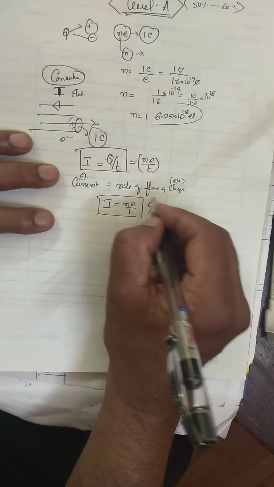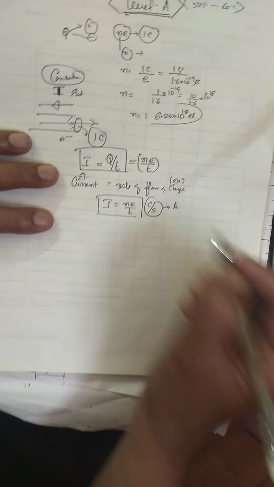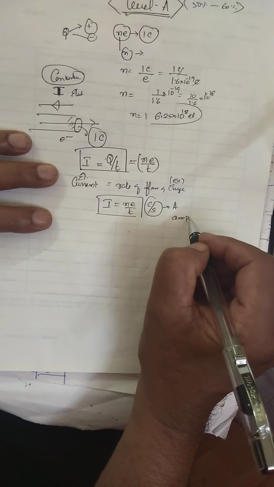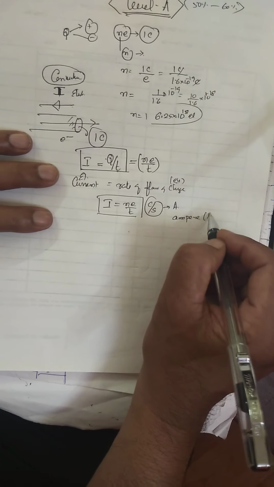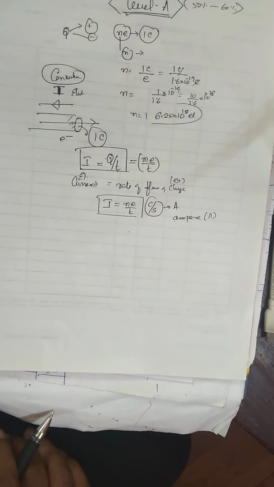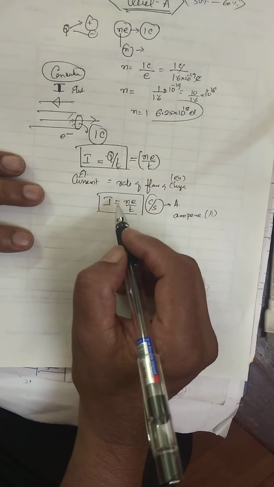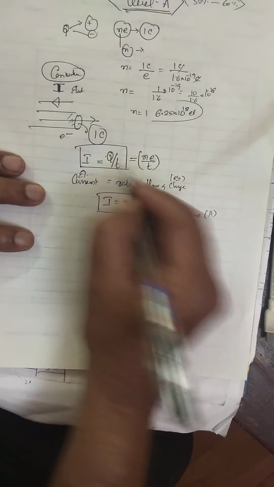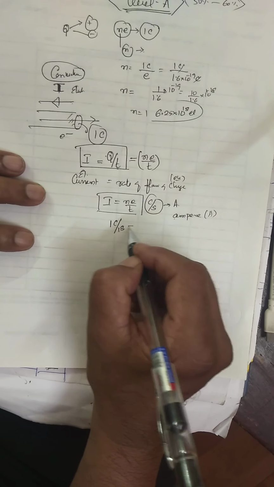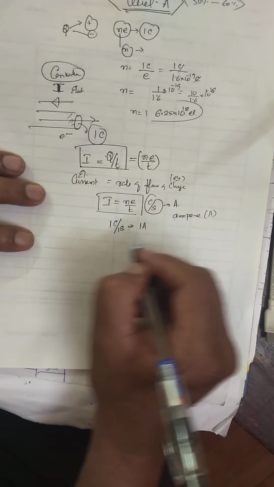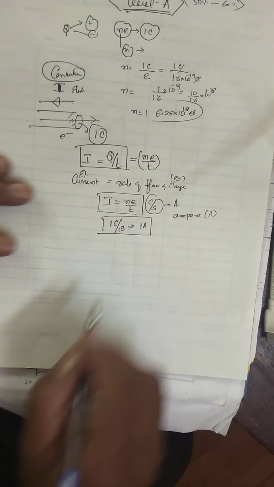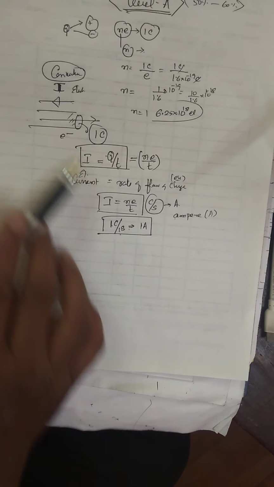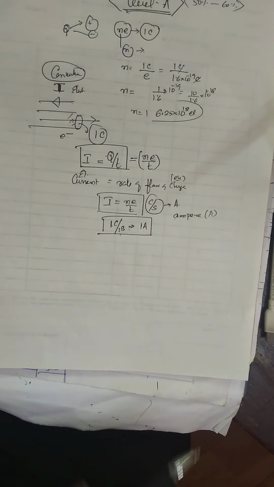Coulomb per second is called ampere, that is AMPERE, ampere. But you write capital A here, small letters after. Therefore, how to define 1 ampere? When 1 coulomb flows in 1 second, the current is said to be 1 ampere.